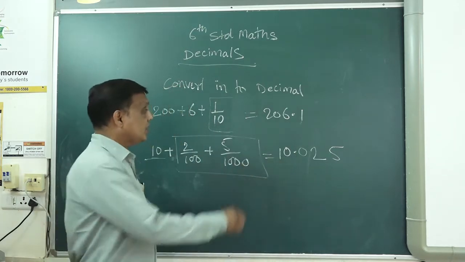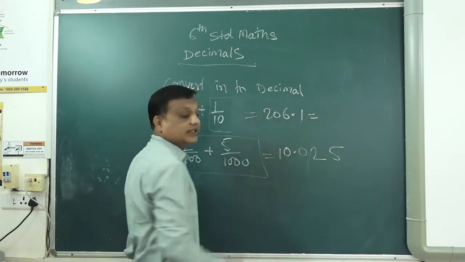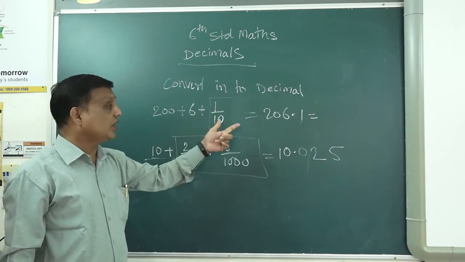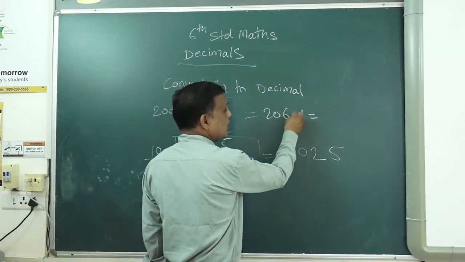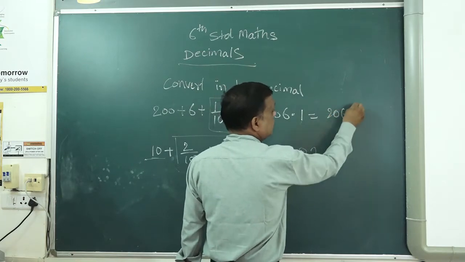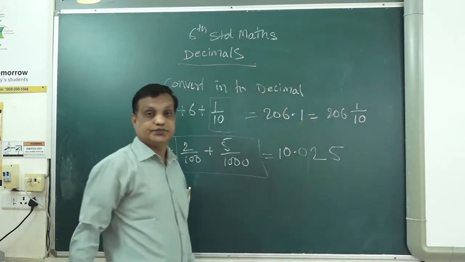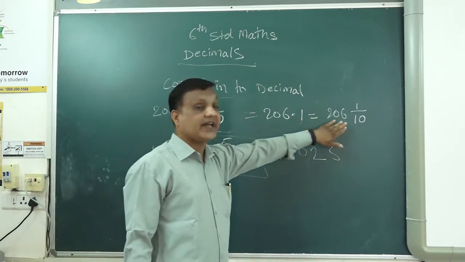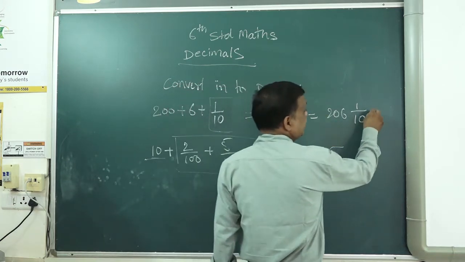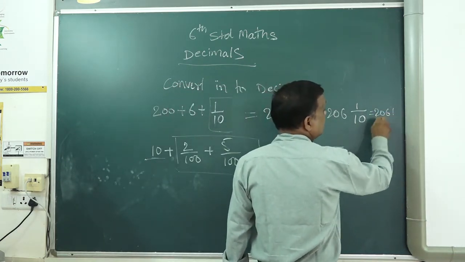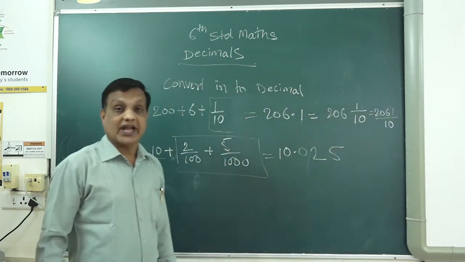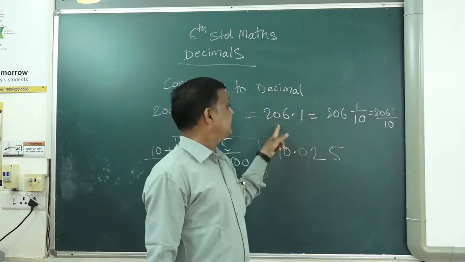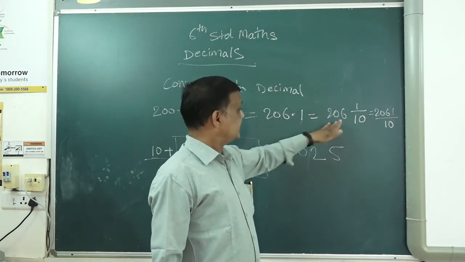Now I will come to you. Now this number is there and you want to write it as a fraction. How to write this? 206.1. You can write it in this way also. This number is in decimal and this is in fraction. And the same number you can write as 2061 upon 10. As you remove the 10 here, automatically the point will come in this way. So you can write this in this way or this way.